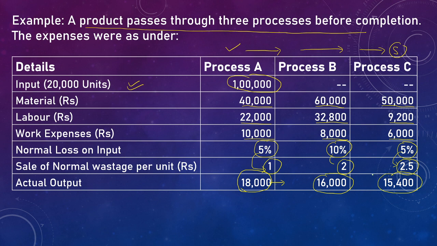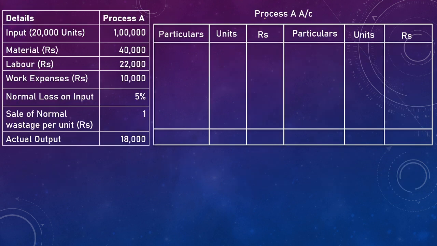So first we prepare the process A account. The format to prepare the process A account comprises, on the debit side, three columns we have to make. Number one is particulars, second is units, and third is rupees. And on the credit side, again these three columns, particulars, units, and rupees are there.